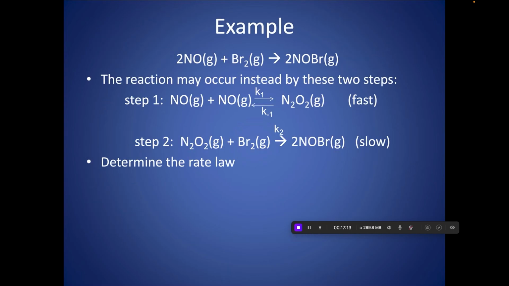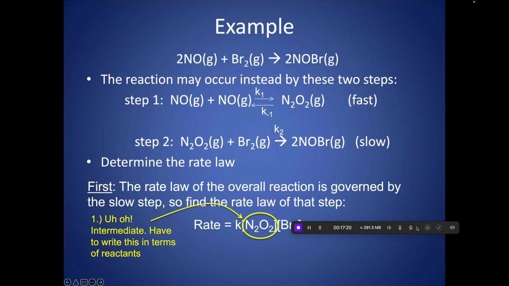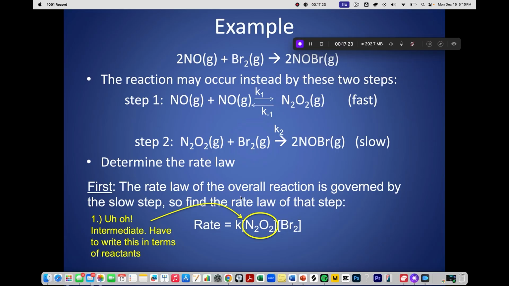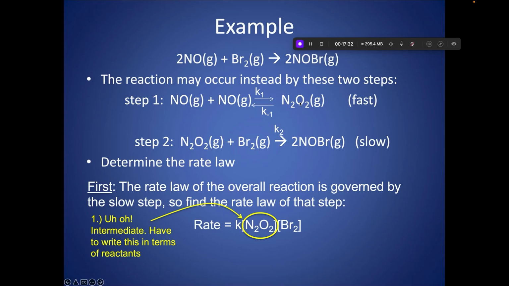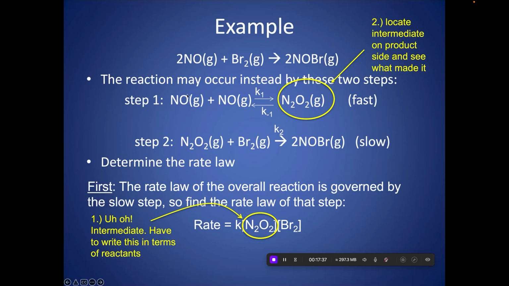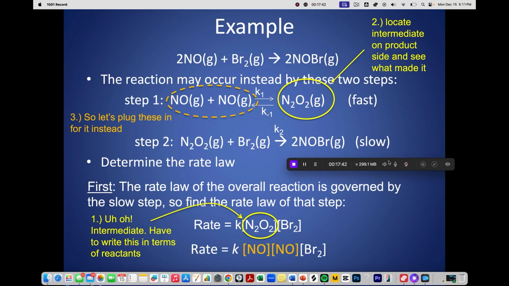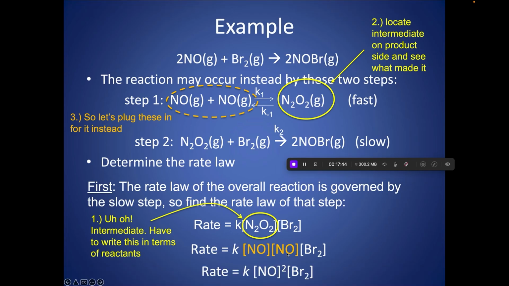Take a moment, try this example, and then pause it and check your work. So I'm just going to do it the way I did before. So here I am writing the rate law of my slow step. Even though they asked me for the overall, I'm not using the overall. I'm using the slow step and only the reactants raised to the power. There's a coefficient. Don't forget rate equals k. And I say, uh-oh, this is an intermediate. Let me find where it's made. Oh, there it is. It's made over here. What made it? Oh, these two guys made it. So let's plug these in instead. And I get NO times NO, which is NO squared, Br2. And there's my rate law.